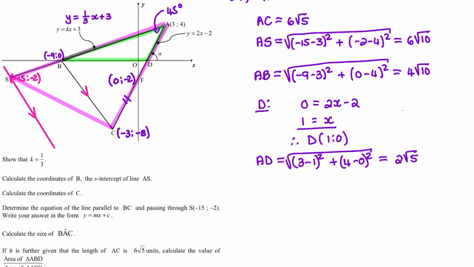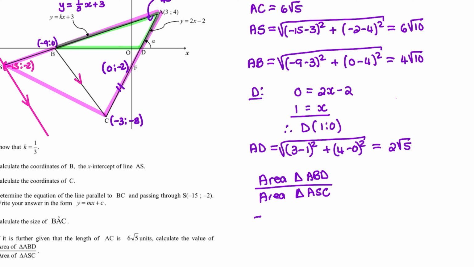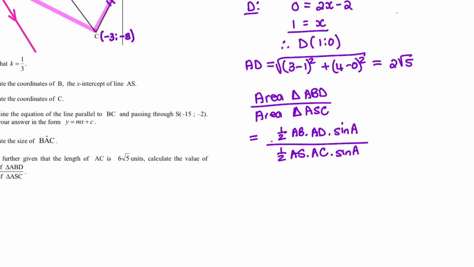Now I can find the ratio that they asked me in the question. So we have the area of triangle ABD divided by the area of triangle ASC. So that is equal to a half of AB times AD times the sine of A divided by a half of AS times AC times the sine of A. Now notice that the halves will cancel out and the sine of A will cancel out. So we simply need to substitute the lengths of the sides.